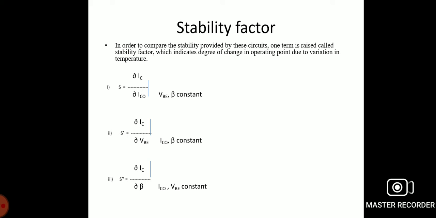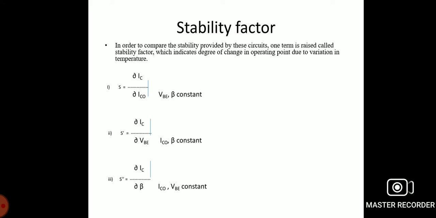So for the stability, we have to define three different conditions. The first one, the stability S is equal to del ICO by del IC, that is, ∂ICO divided by ∂IC, at a constant value of the base emitter voltage and beta. That is a ratio between the output side, that is the collector current, and the collector leakage current.